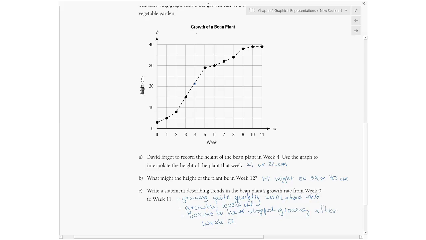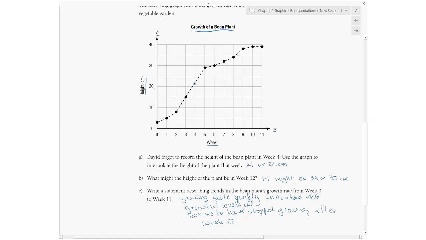Also notice we've got the growth of a bean plant. We've got our title. Vertical axis is labeled. It's the height in centimeters. Horizontal axis is labeled. It's the week. Well, you could say time in weeks. That's fine. They've chosen W and H for weeks and height. And then everything's in there.